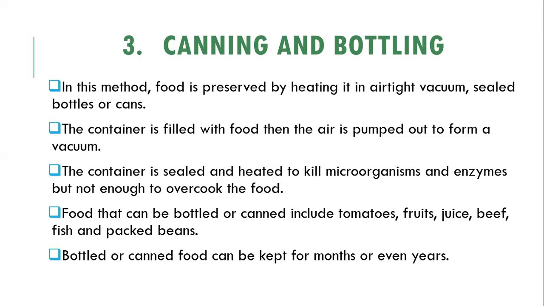The container is also sealed and heated to kill the microorganisms and enzymes, but not enough to overcook the food. So the heating is just there to kill the microorganisms and not to overcook it, in order to preserve the nutrient content of the food. The foods that can be bottled or canned include tomatoes, fruit juice, beef, fish, and packed beans. These are examples of foods that can be bottled or canned. Bottled or canned food can also be kept for months or even years. So that's the other benefit of canning and bottling: the food can be kept for a very, very long time.